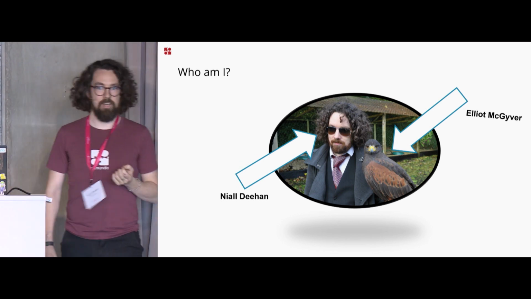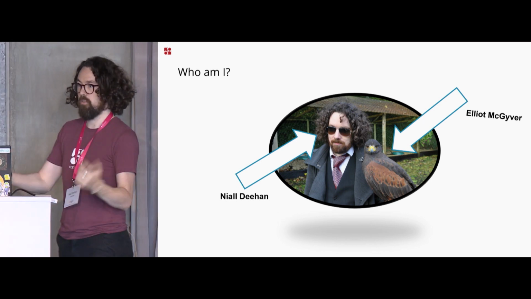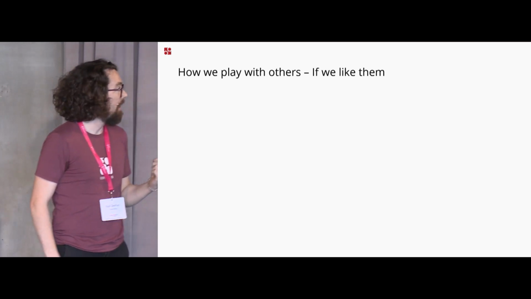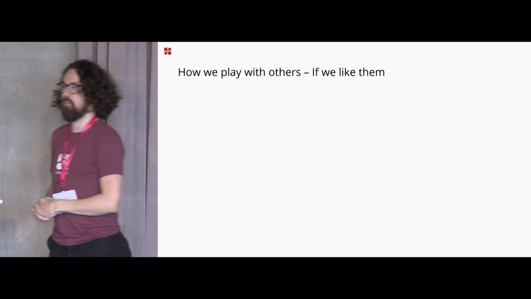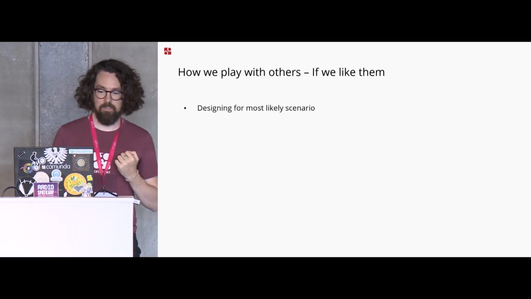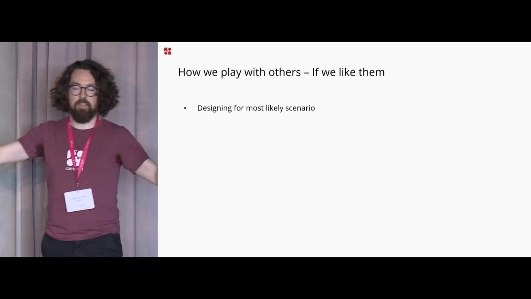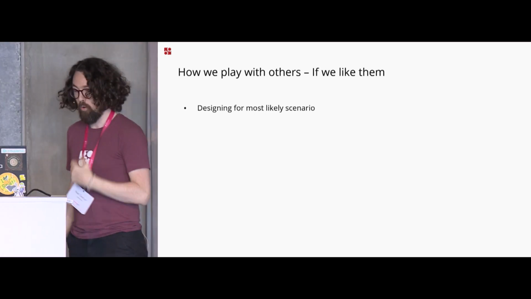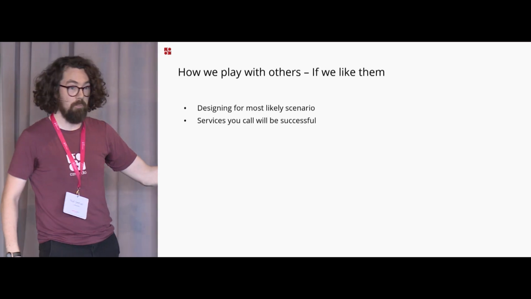I want to start off by talking about the most uncommon possible scenario when you're trying to communicate with other systems, and that is when we play with others that we like. We can make certain assumptions when communicating with other systems through Camunda: we want to design the most likely scenario, build a model that gives us exactly what we expect to happen, and hope it works that way. Generally speaking, we assume that the service you call will be successful.